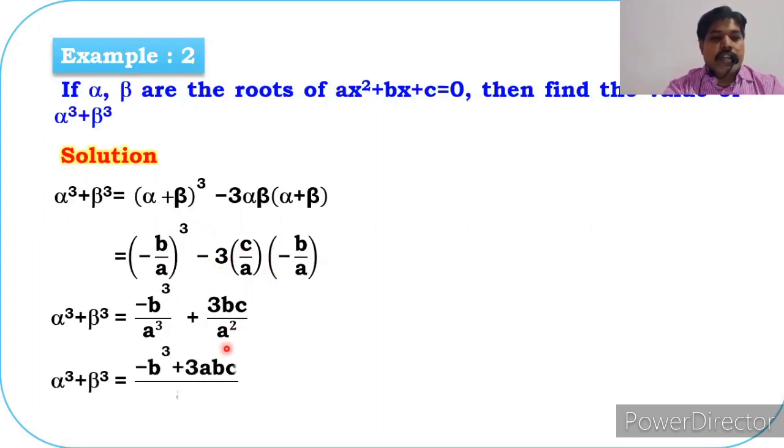So in the next step I am taking the LCM a cube. So it will become minus b cube plus, the denominator is a square, but you have taken the a cube LCM, so you have to multiply the numerator with a. So it will become 3abc by a cube. So alpha cube plus beta cube, the sum of the cubes of the roots, is nothing but minus b cube plus 3abc by a cube.